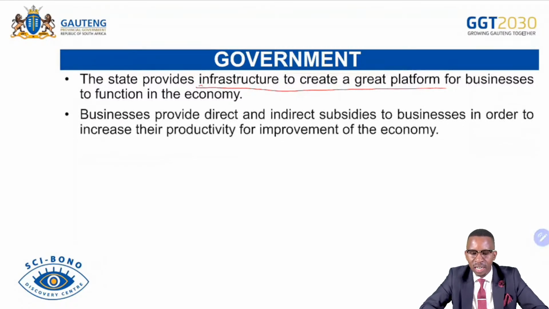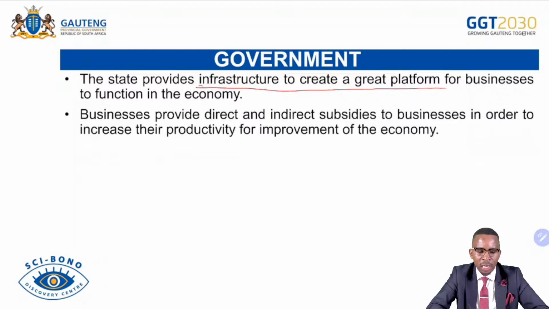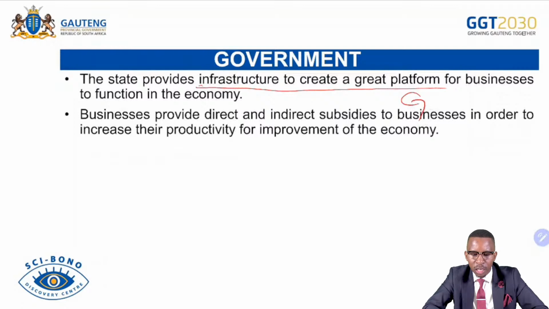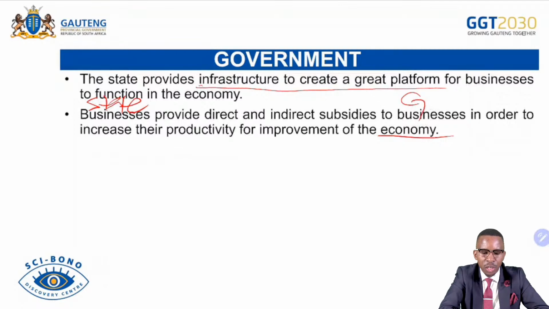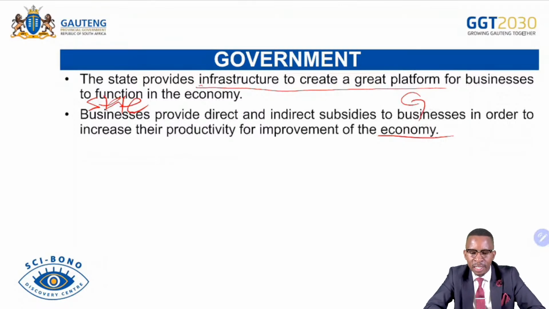The state provides direct and indirect subsidies to businesses in order to increase the productivity for improvement of the economy. So we mean the state here make the provision of what we call direct and indirect subsidies to businesses so that businesses can be able to do what? To produce more goods and services. So the government intervene to support small businesses or other business in the economy through the production subsidies. As they are receiving production subsidies, they can be able to produce more goods and services at the lower cost, and then that will lead to more GDP.